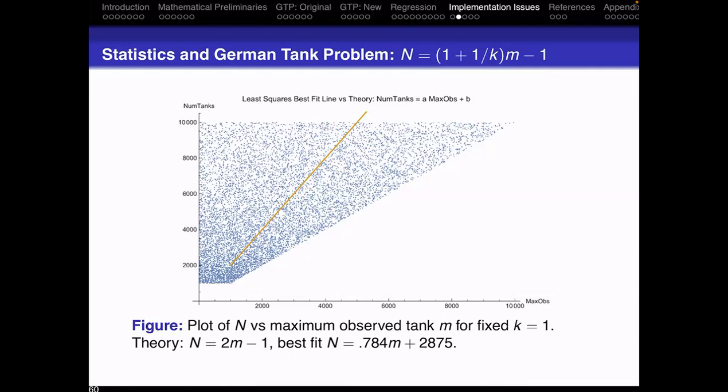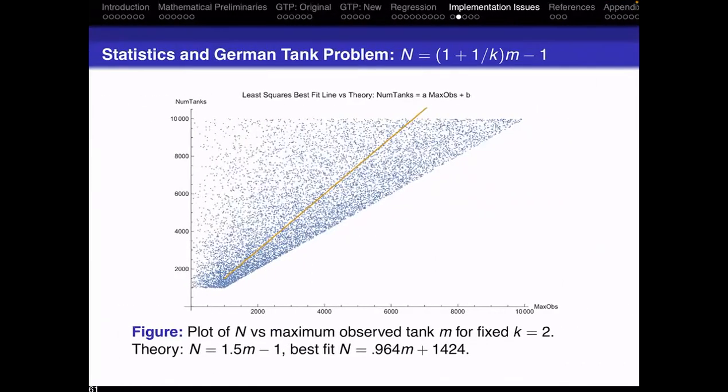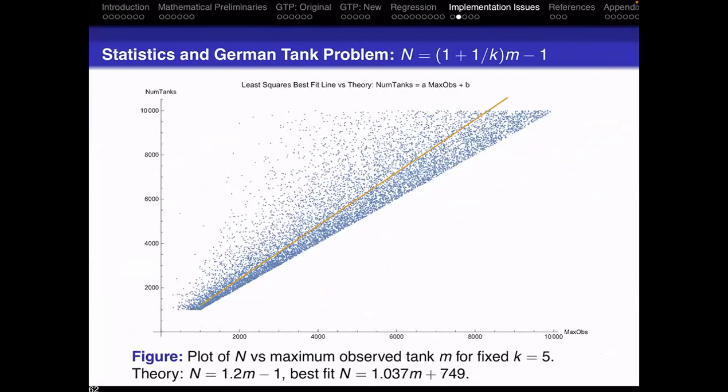If I go up to 2 tanks observed, it's a little bit better, 0.964, but it's still less than 1. If I go up to 5 tanks, well, okay, it's like the sound barrier. I've at least cracked the 1 for my constant, but it's still a little bit lower. The correct value, sadly, it's cut off, is 1.2.